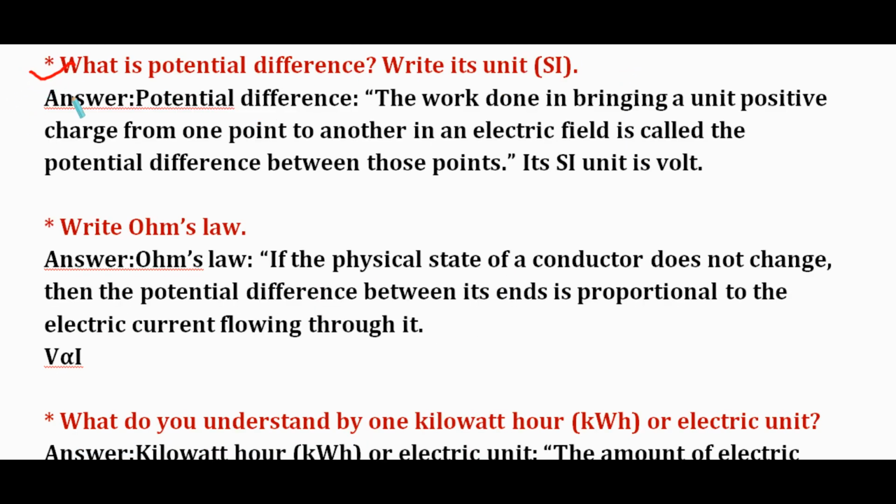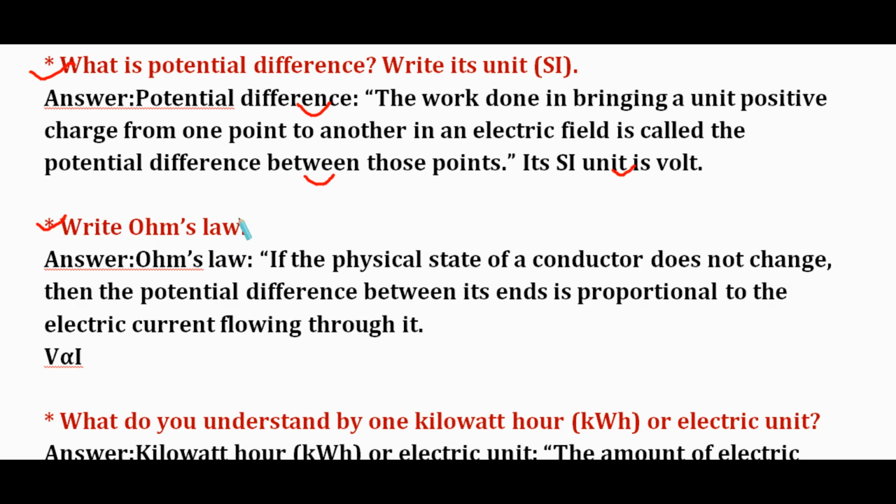Now the question is, what is potential difference? Write its SI unit. Potential difference is the work done in bringing a unit positive charge from one point to another in an electric field, and it is called the potential difference between those points. Its SI unit is volt.